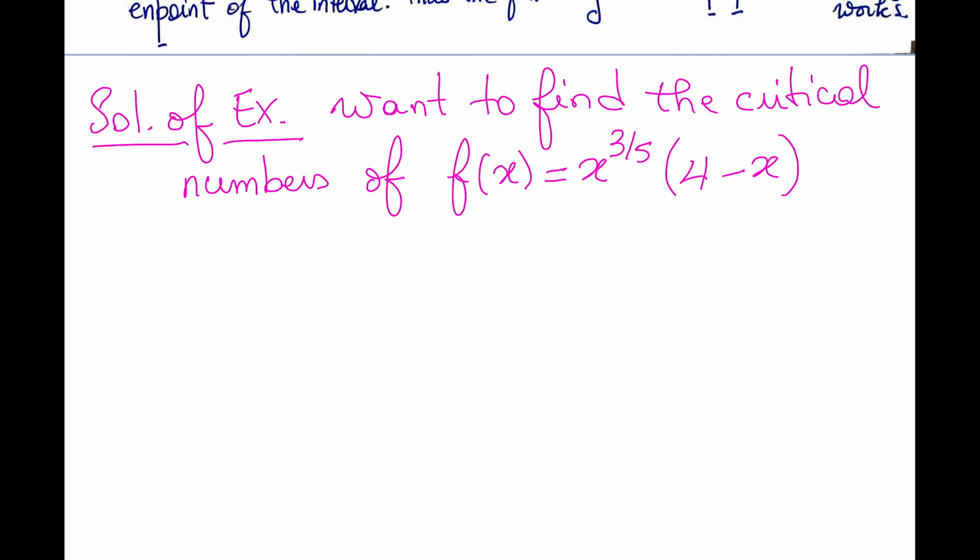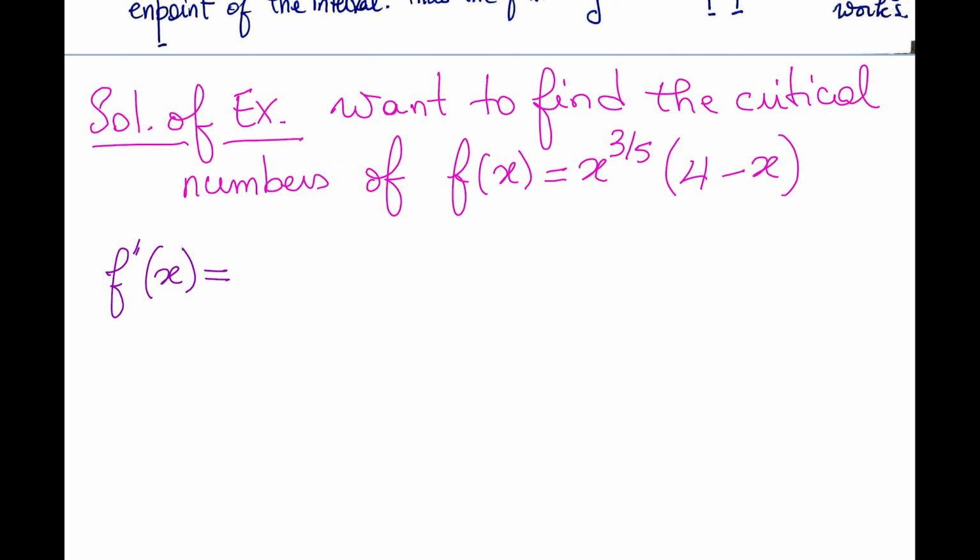Let me change the color. So I wanna find f prime first. I wanna differentiate f. You can think about this as a product of two functions of x. The first one is x to power 3 over 5, and the second one is 4 minus x. So this looks like u times v. So you can use the product rule, or you can use a different rule by just multiplying first and then differentiating. So it's really up to you. Let me just use the product rule.